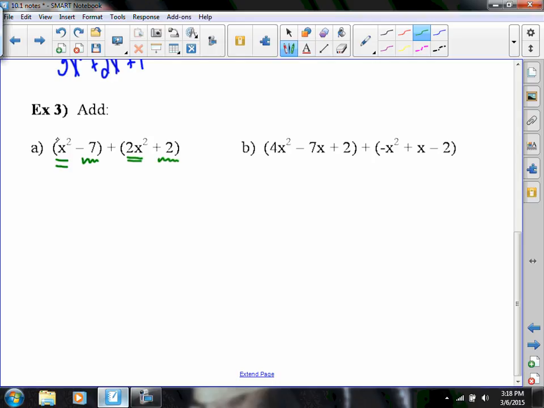And again, when we combine them, we're adding or subtracting the numbers out front. So I have 1x squared plus 2x squared, that's 3x squared. And then I have -7 plus 2, that's a -5.